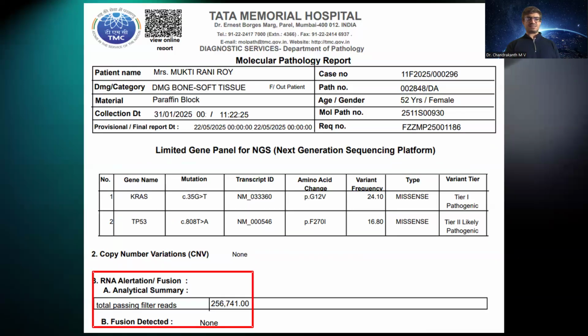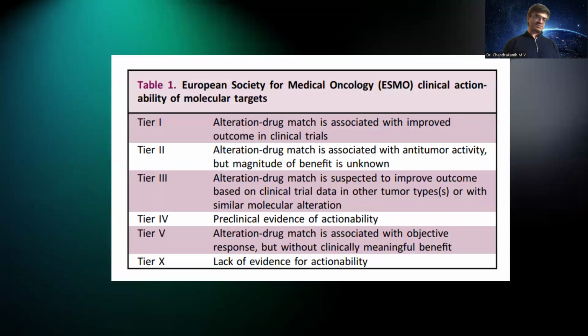So let's see what this Tier 1, 2, 3, 4, 5, 6, and so on is. Tier 1, you have a mutation and you have a clinical trial addressing the mutation. Let's say EGFR exon 19 deletion.